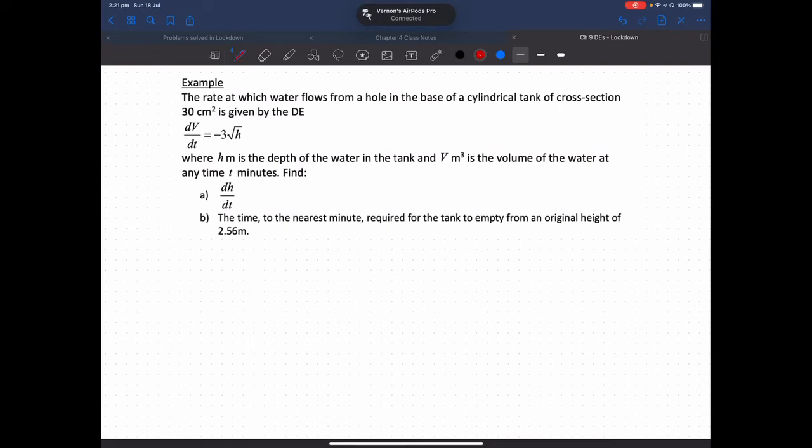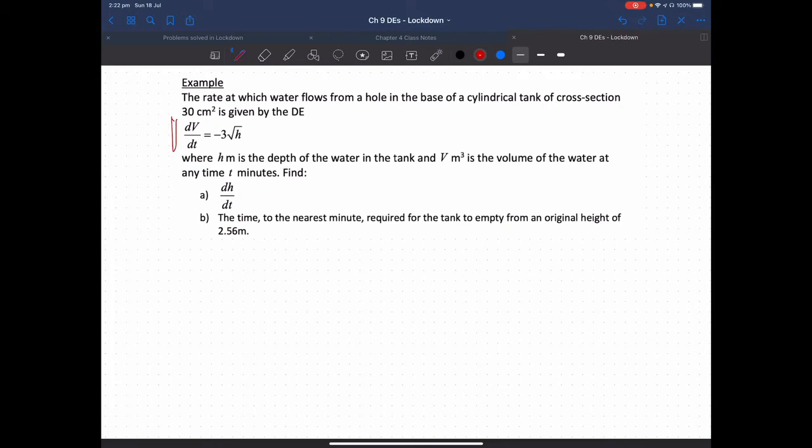In this question, we're using differential equations with related rates of change. Firstly, let's identify the information that we're given in the question. We're told that the rate at which water flows from a hole in the base of a cylindrical tank of cross-section 30 centimeters is given by the differential equation dV/dt equals minus 3 root h. So we have the formula dV/dt equals negative 3 root h.